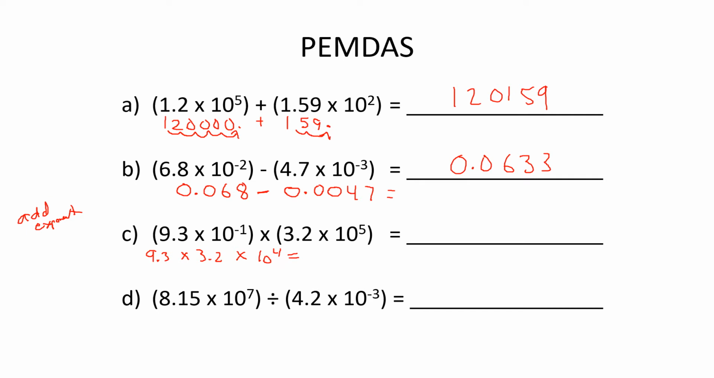You can revert back. You can regress back to the easy stuff. You can just change this to a decimal. Whichever way is easier for you.